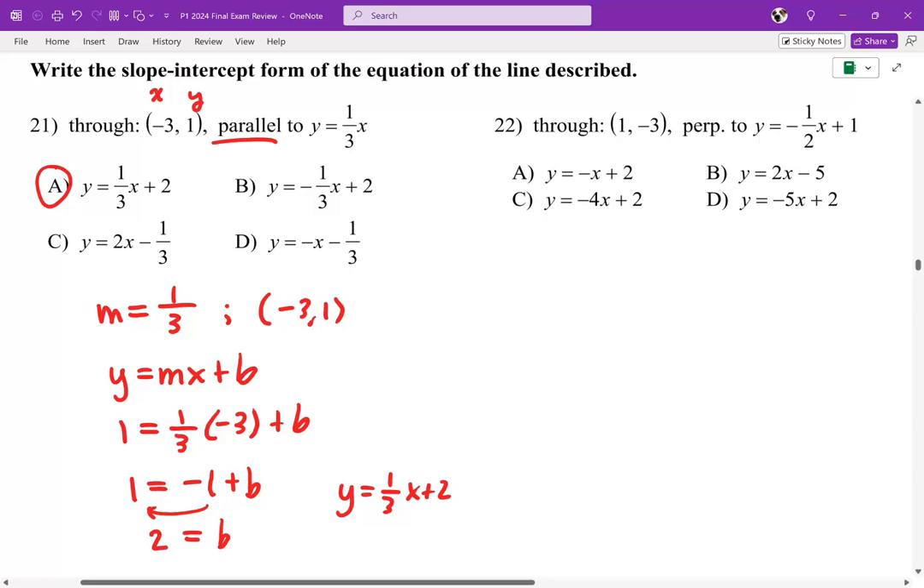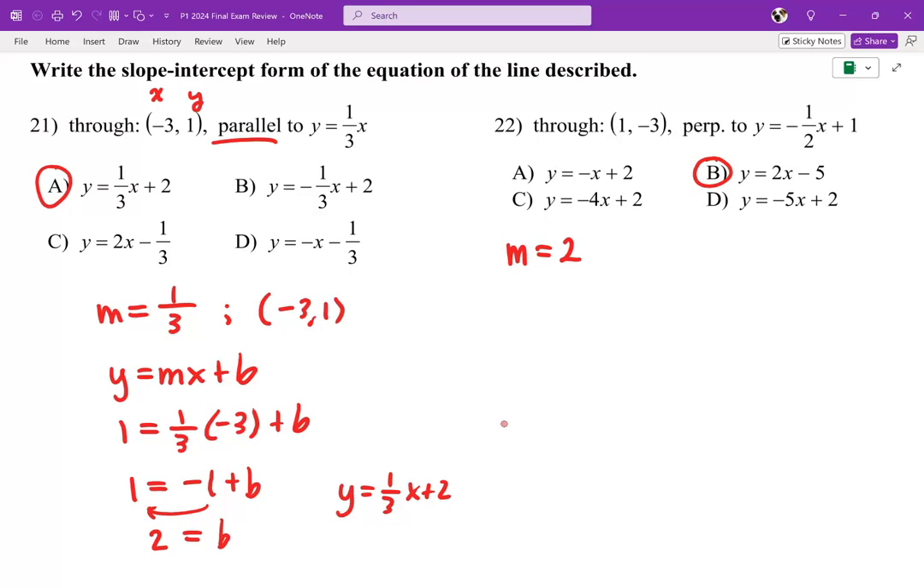Now to do 22, it's basically the same thing that we just did, just that our slope is going to be a what? A 2. Because you got to flip the number, so instead of 1/2, it's 2 over 1, or just 2. And then you got to change the sign, so instead of negative, it's positive. So my slope is 2. Can I already tell you what the answer is? Yeah, it's B. I'm done. I don't have to do any work.